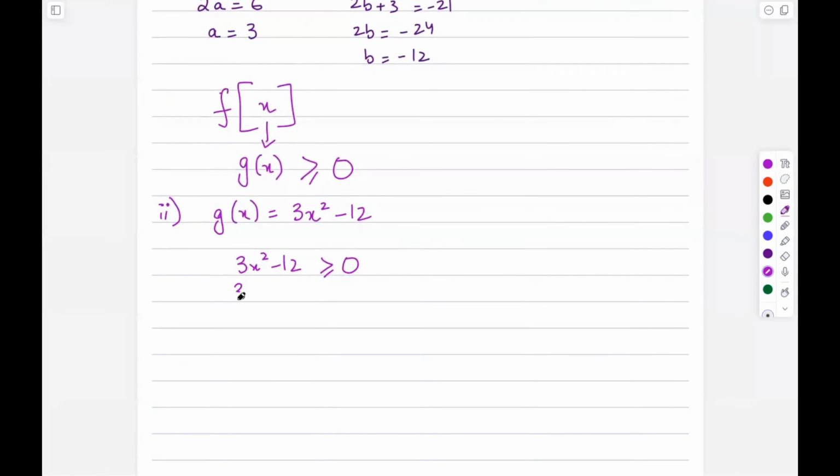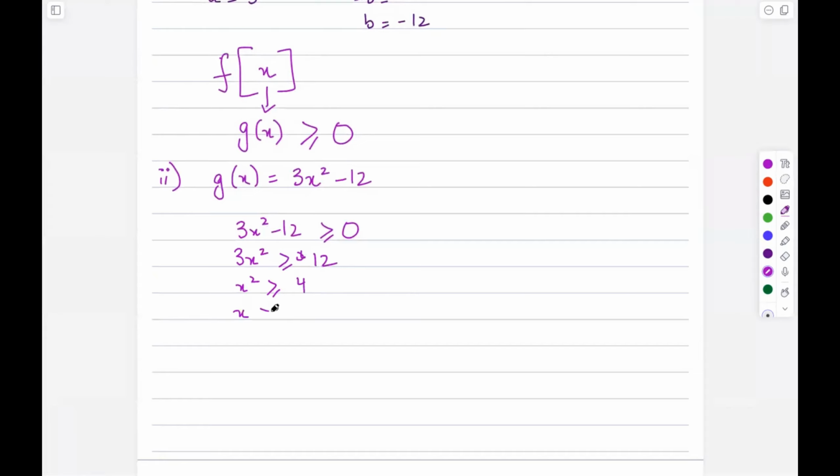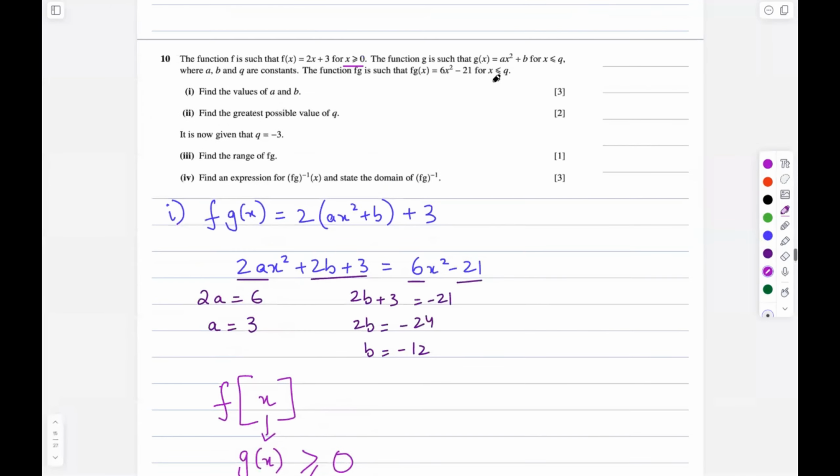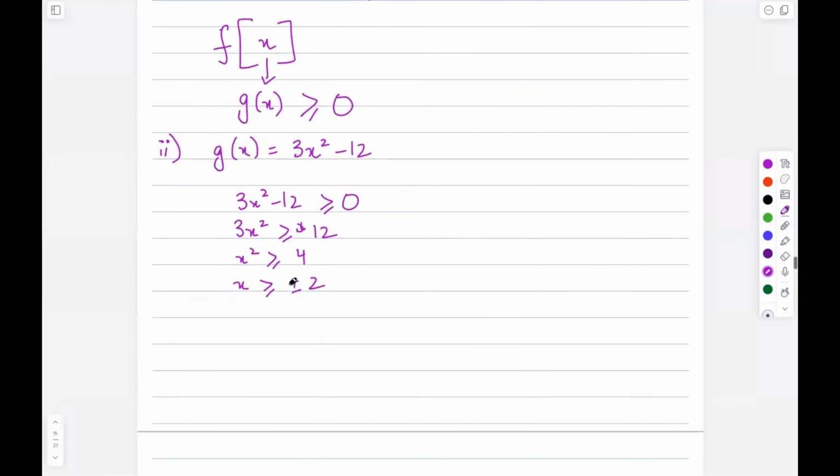Solving this, we'll get 3x squared is greater than or equal to, taking 12 on the right hand side, we'll get 12. So x squared will be greater than or equal to 4. Taking the square root, we'll get x is greater than or equal to plus minus 2. Now, as the question said that x has to be less than or equal to q, so we have plus minus 2, both of these values over here.